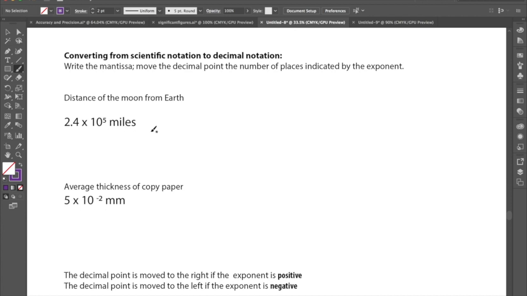Now we have 2.4, so we're going to write that out. We know if the exponent is positive, we're going to move the decimal point to the right, and we're going to move it to the right 5 times. So once, twice, 3 times, 4 times, and 5 times, we're going to place that decimal here. In each one of these little chasms, we're going to write our 0. 1, 2, 3, and 4 zeros.